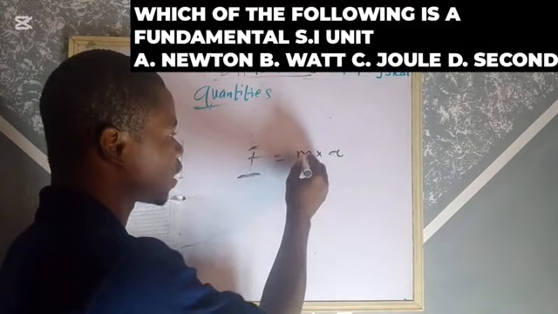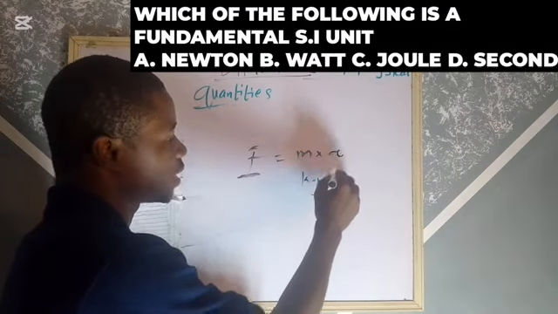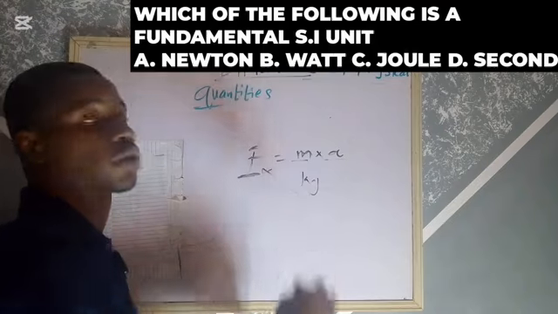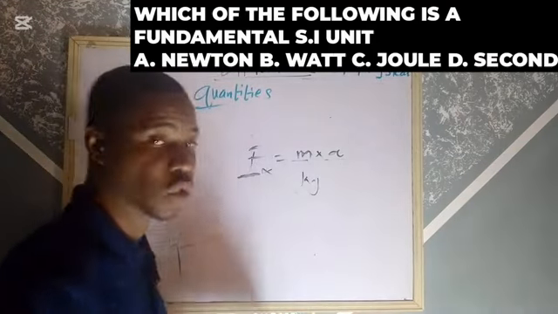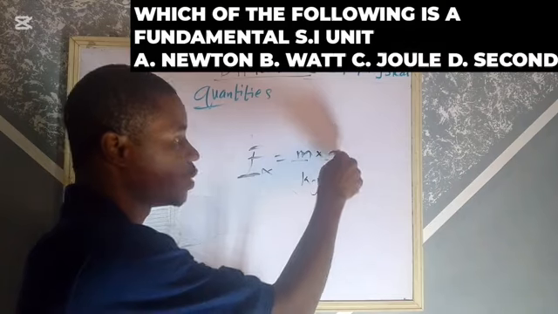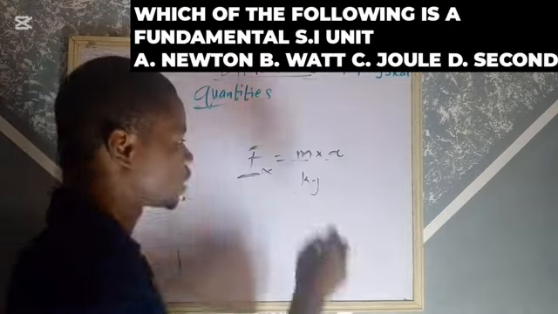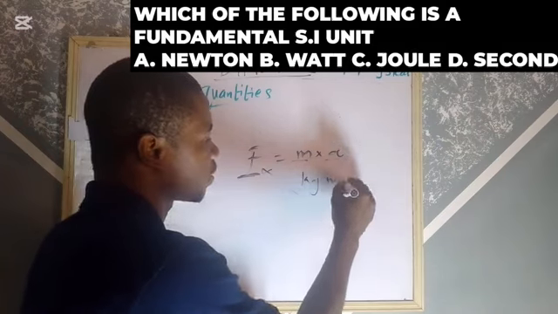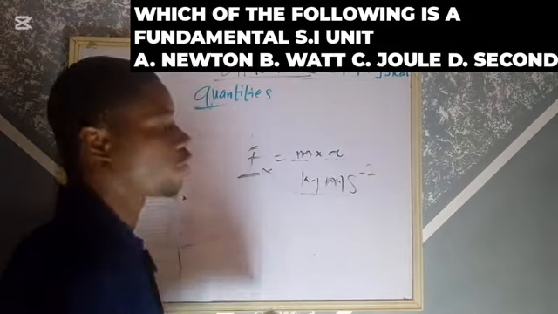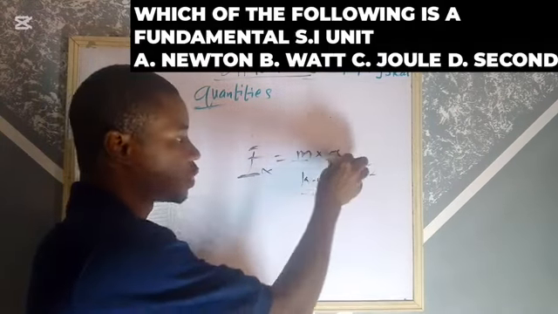The unit was gotten from what? Look at this. This is your mass. Mass is in kg. Acceleration has its own unit again. If you combine the unit of mass and the unit of acceleration, that gives you the unit of force. This is why they call it a derived unit. It's not a fundamental unit because it is derived from the unit of mass and the unit of acceleration. If you combine them together, that will give you the unit of force, which is gotten from the combination of these two.